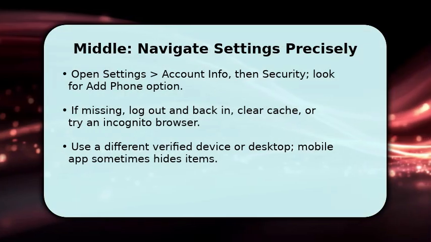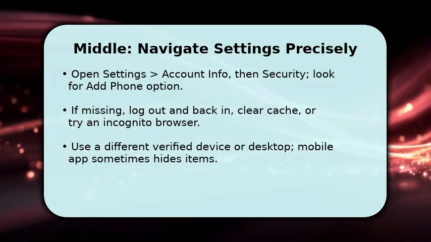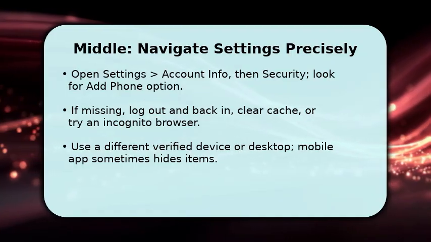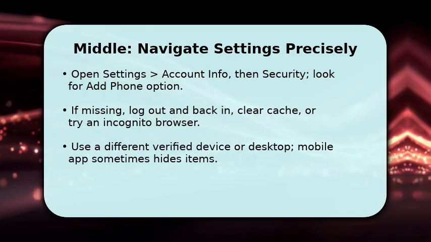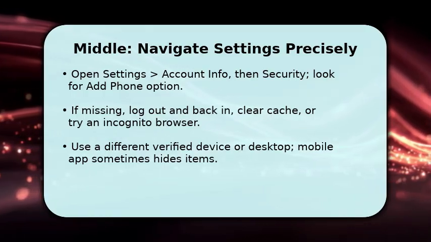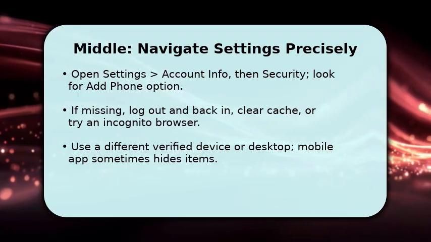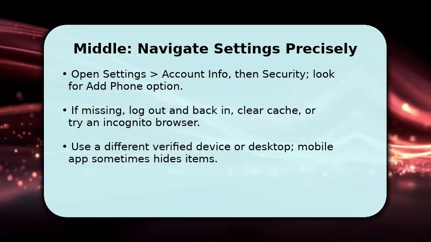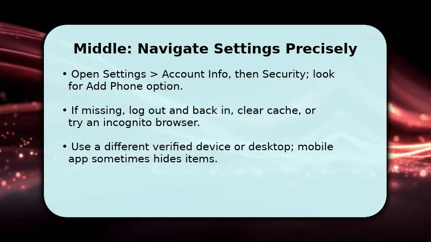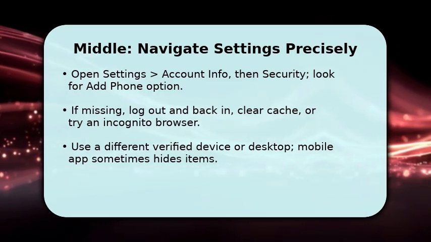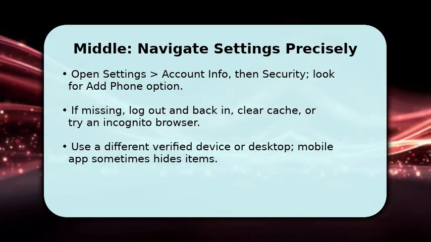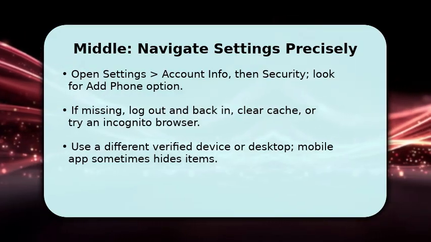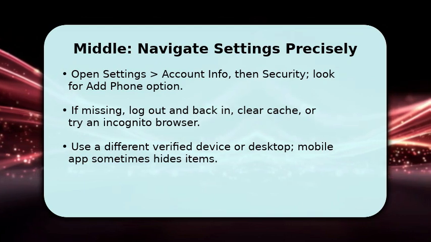Now you move into the detailed steps. Go to Settings, select Account Info, and then Security to find Add Phone. If the option is absent, log out and back in, clear the app or browser cache, and retry. This resolves stale UI states. Next, try an incognito window or a different browser, and if still missing, switch to a desktop or another verified device. Roblox app interfaces sometimes hide options on older app builds or restricted mobile views.